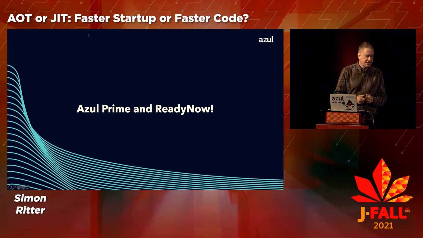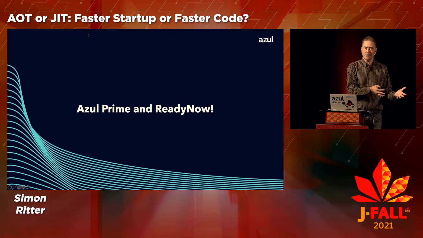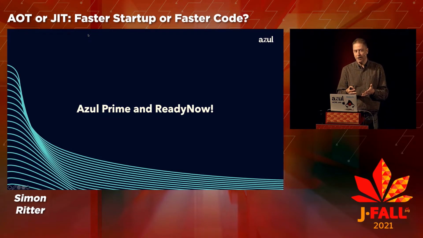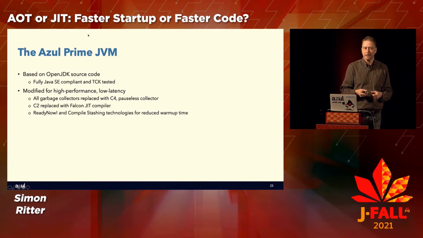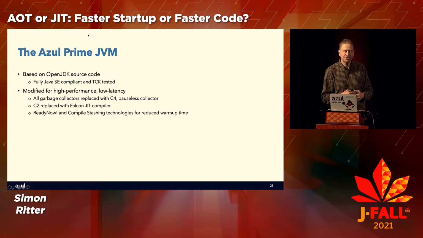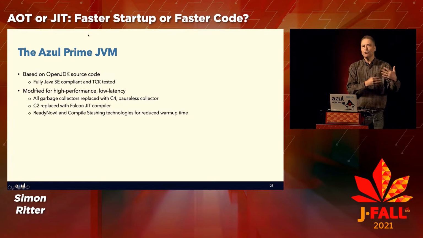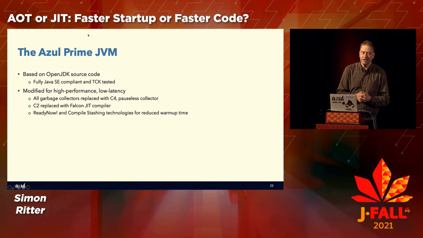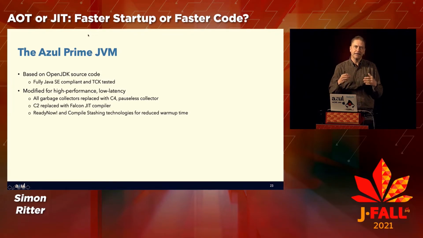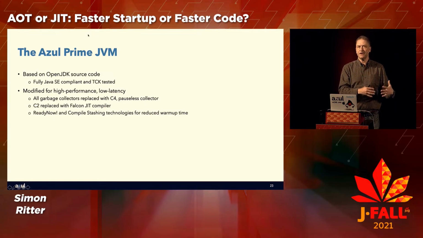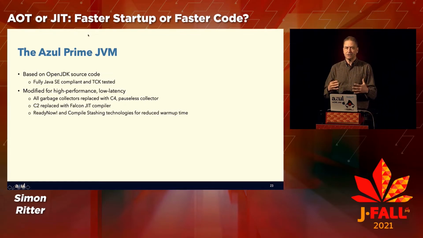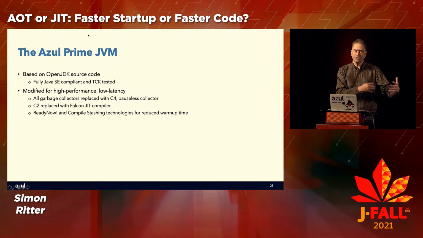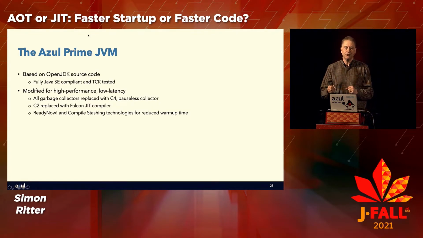Another approach is what we have done at Azul. We have a different JVM to Hotspot, which we call Prime. And part of that is a technology called ReadyNow. So what we do in terms of our JVM is to try and improve performance. So we look at the limitations that I talked about at the very beginning of the presentation. And we said, OK, well, rather than writing a JVM completely from scratch, let's take Hotspot, because a lot of the code is very good, but there's certain things we can improve on.